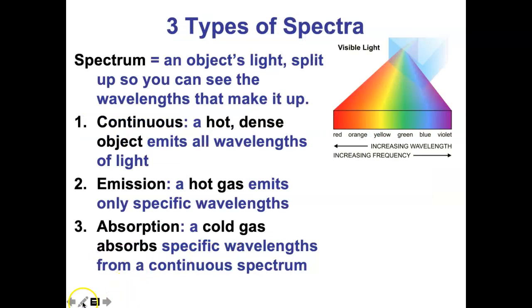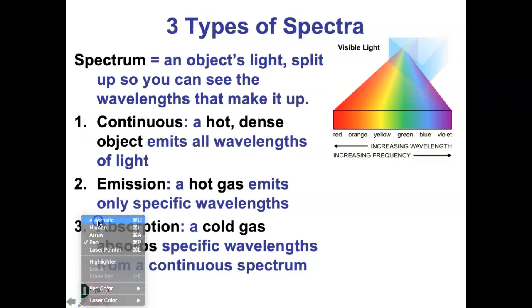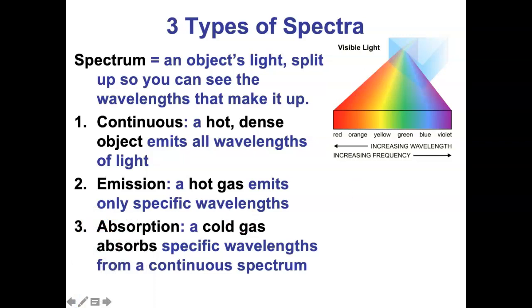So those are the other two types of spectra. If you have a hot gas, it emits specific wavelengths. That's an emission spectrum. If you have a cold gas with a continuous spectrum shining through it, then you're going to see all the colors from the continuous spectrum except for those specific wavelengths that got absorbed by the cold gas.